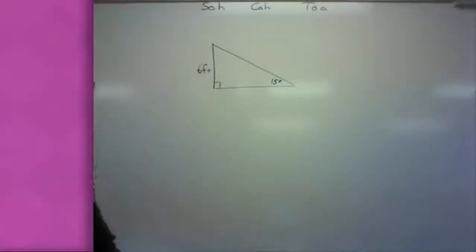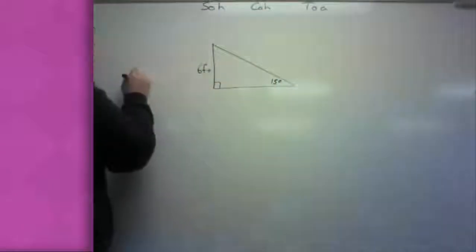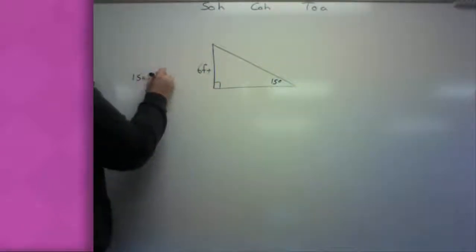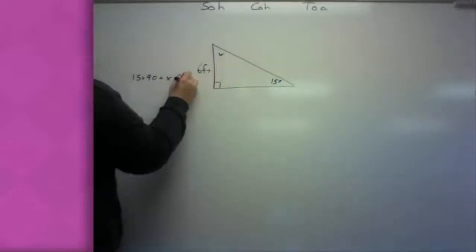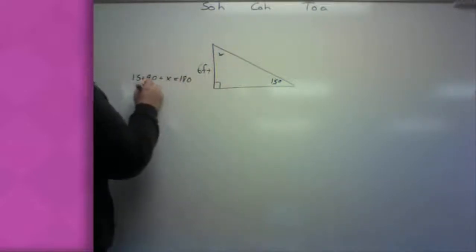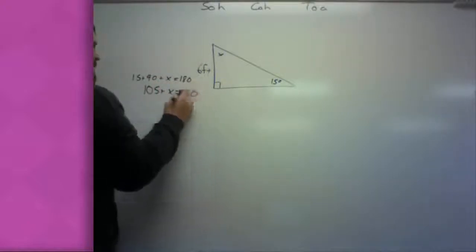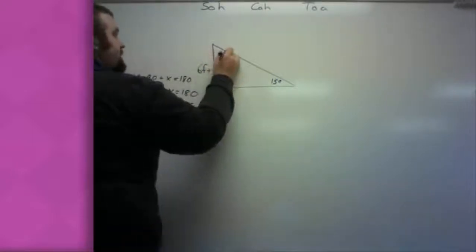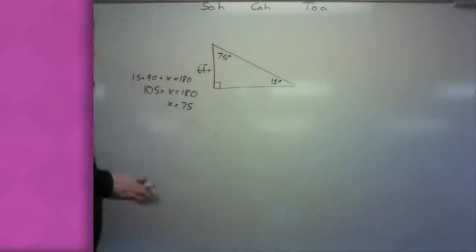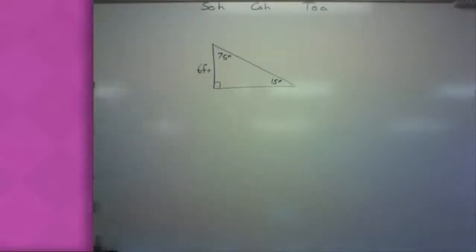So I look here. Well, the first thing I'd probably do is figure out the last angle. Let's see. 15 plus 90 plus blank, let's call it X, equals 180. 105 plus X equals 180. X equals 75. So this last angle here is 75 degrees. Okay. Add all the angles. Whew. That's not necessarily the tough part because you were already given an angle.